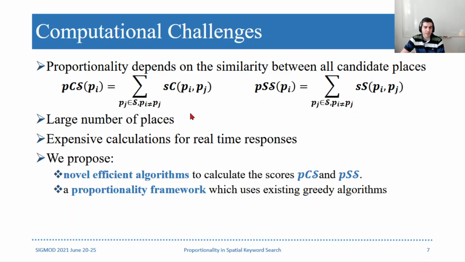The number of candidate places in an area of interest can be large, thus creating a high computational load. For this purpose, we introduce novel algorithms to efficiently calculate the aggregate proportionality scores for larger set sizes. We use these algorithms as part of a proportionality framework which adapts existing greedy algorithms to return the subset of suggestions.